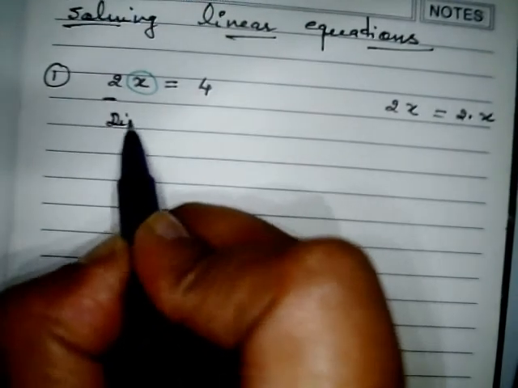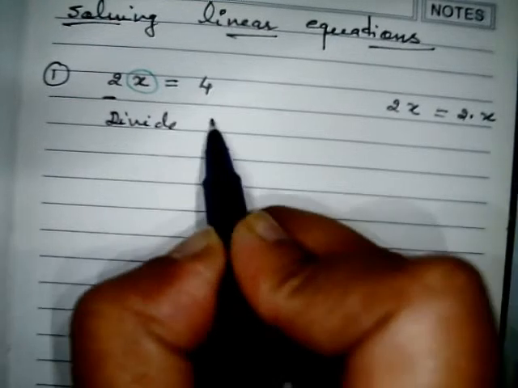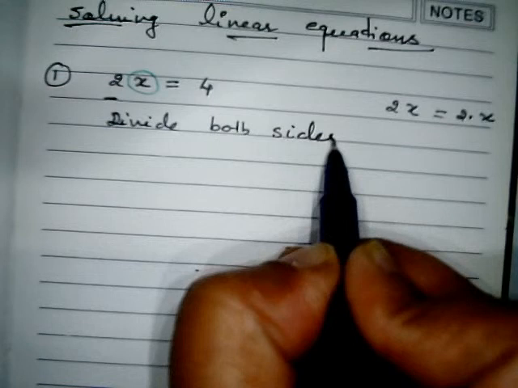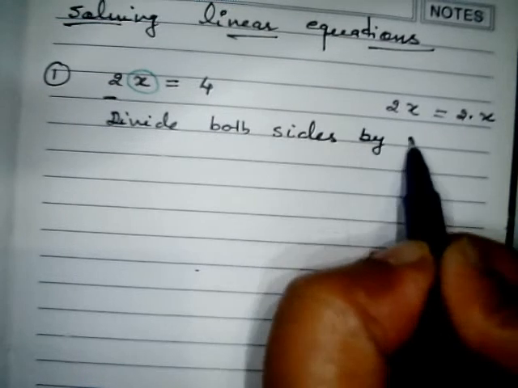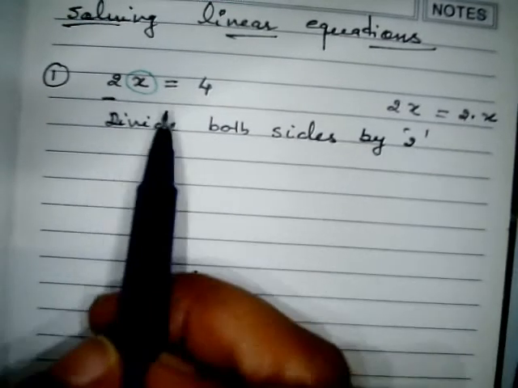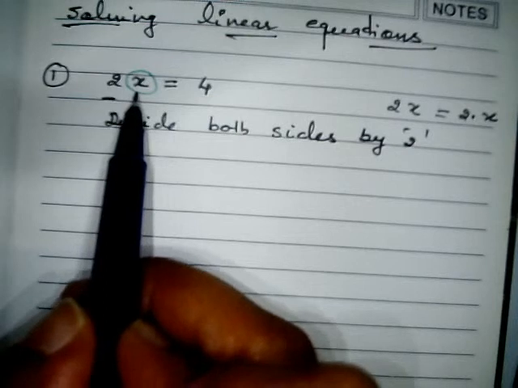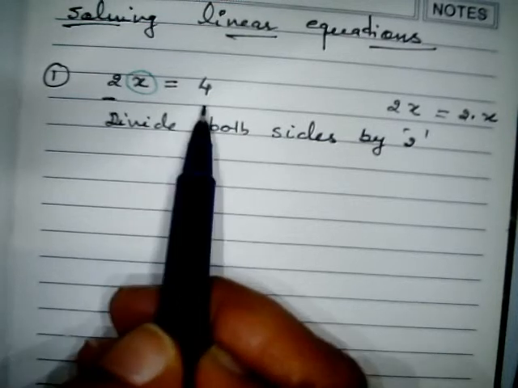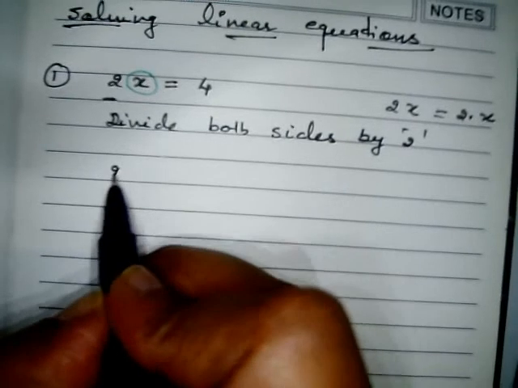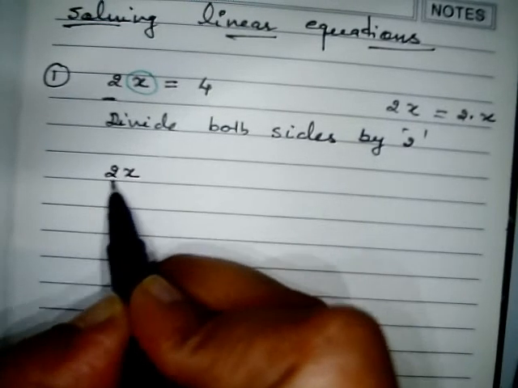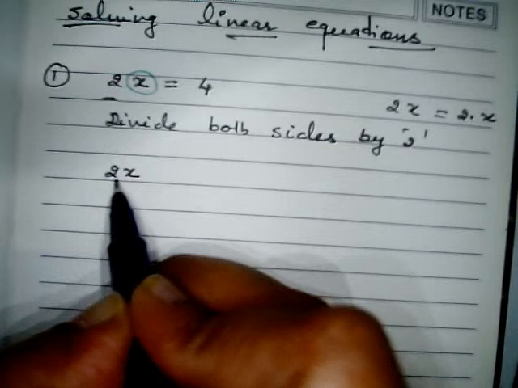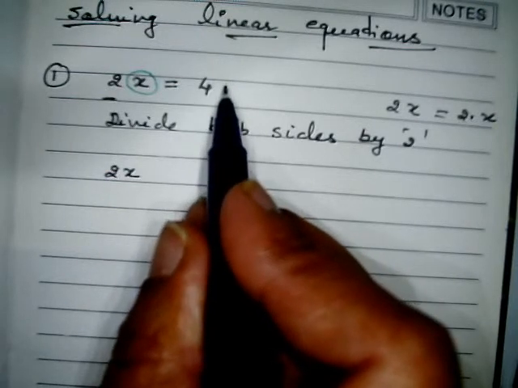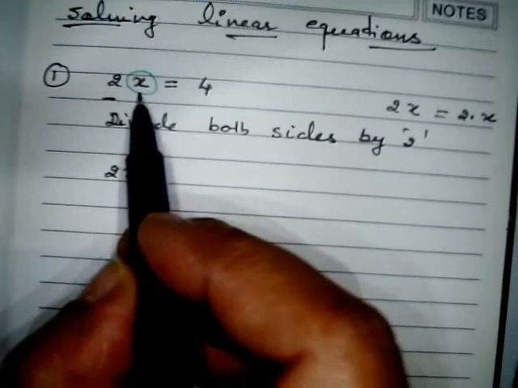Divide both sides by 2. Whatever operation you are going to do, you need to do it on both sides to balance the equation. So this is 2x. I want to remove this 2. What is going to come on the other side is not our concern. Our concern right now is to make this x free from this 2.